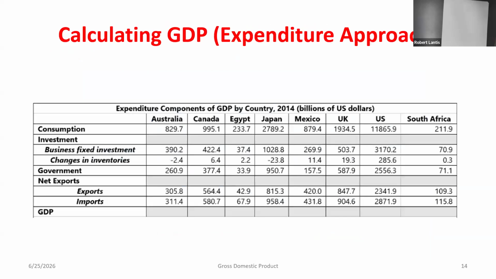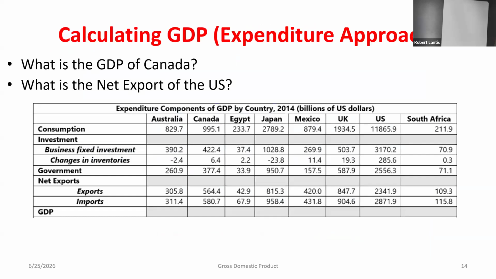So how do we calculate GDP? If I gave you this table, with different countries and the different categories, how would I calculate the GDP of Canada, and how would I calculate the net exports of the US? Well, if I focus first on Canada, what would I do?